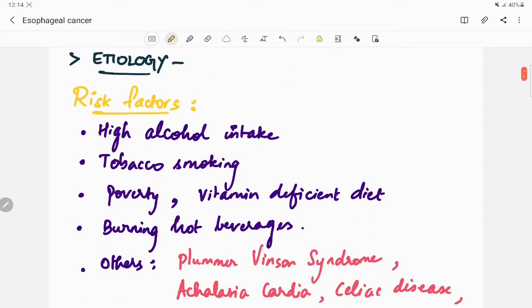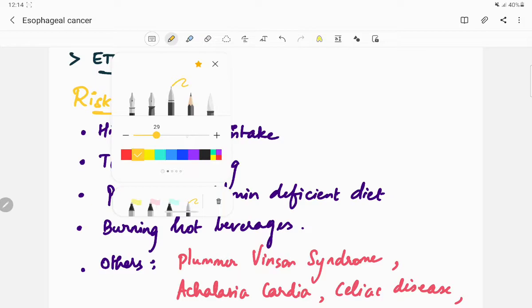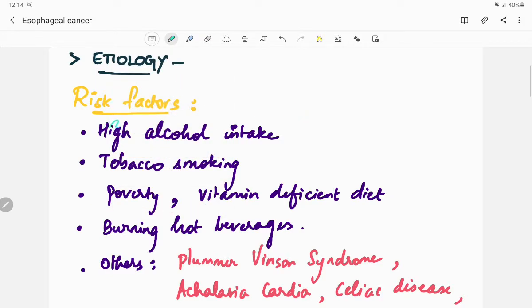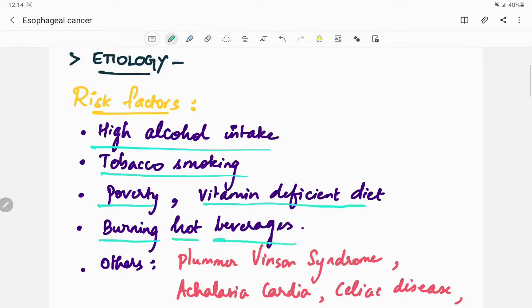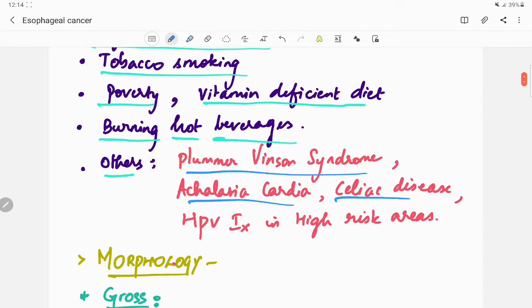Coming to the etiology of squamous cell carcinoma, risk factors. The risk factors include high alcohol intake, tobacco smoking, poverty and vitamin deficient diet, consuming burning hot beverages very frequently, and other risk factors include Plummer-Vinson syndrome, achalasia cardia, celiac disease, and human papillomavirus infection in high risk areas.